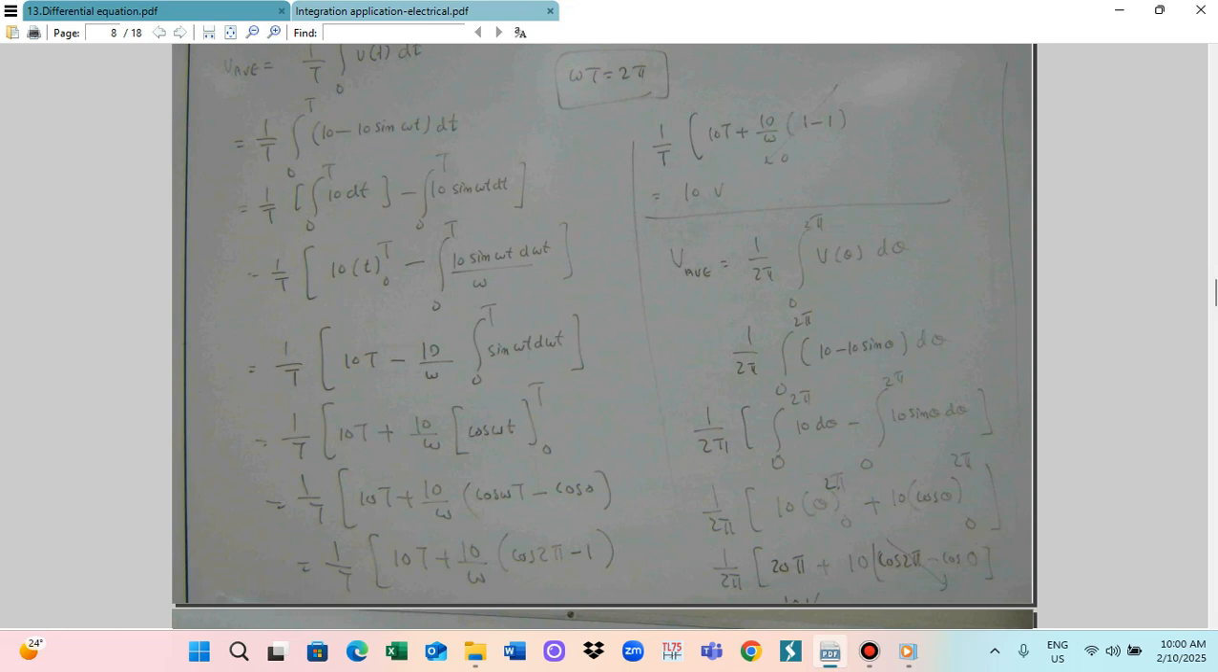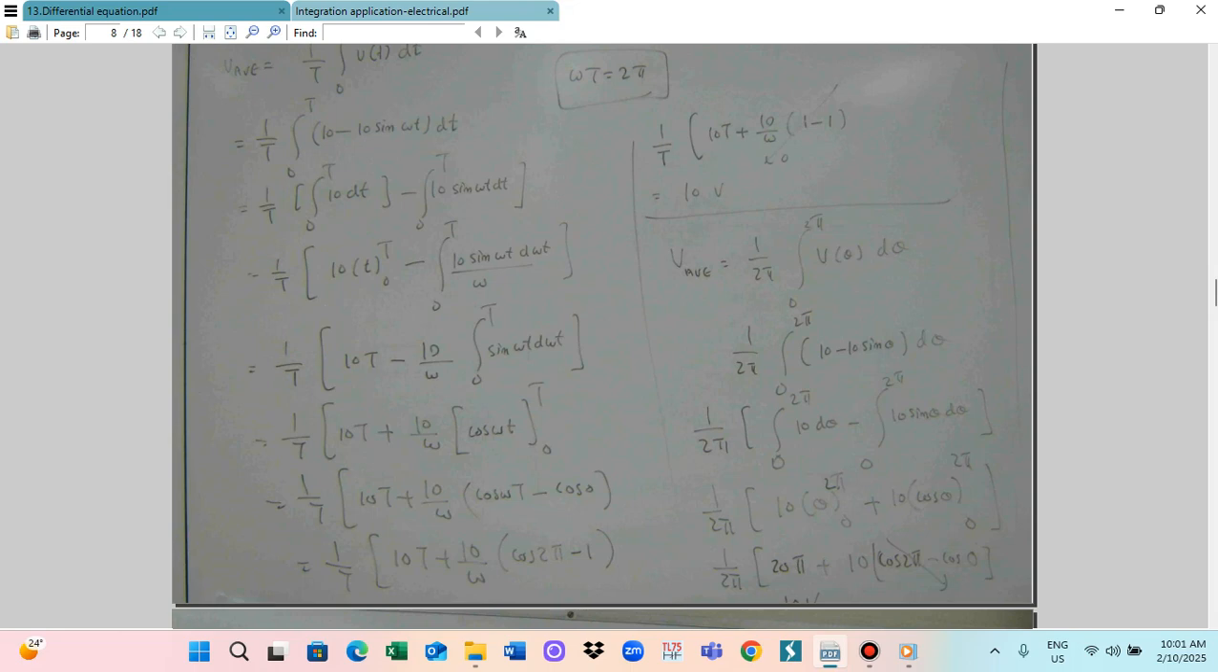So cos 2 pi is 1 and cos 0 is 1, so that will be cancelled, and the whole thing will become 0. So this becomes 10 volt. So we used the formula 1 by T integration 0 to T v dt. So this is the first method.